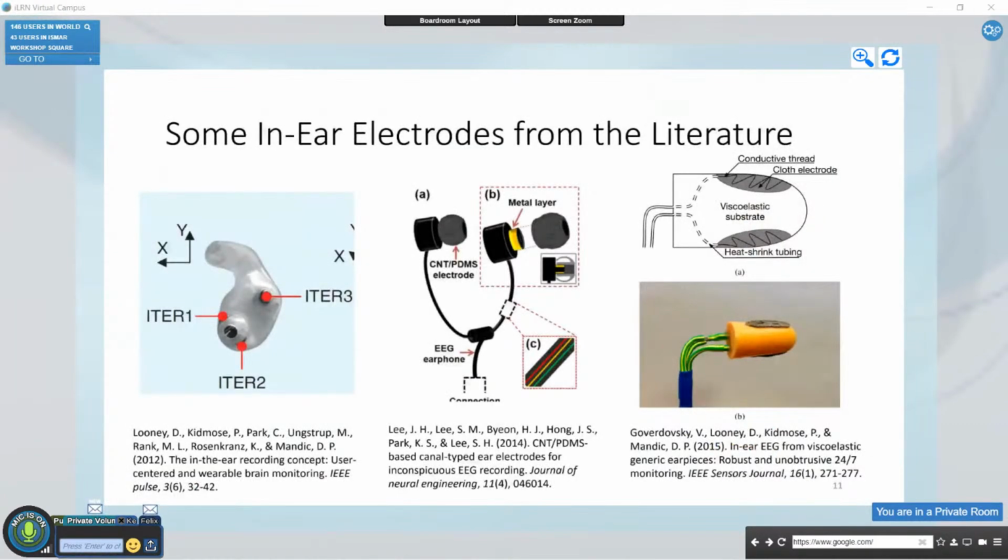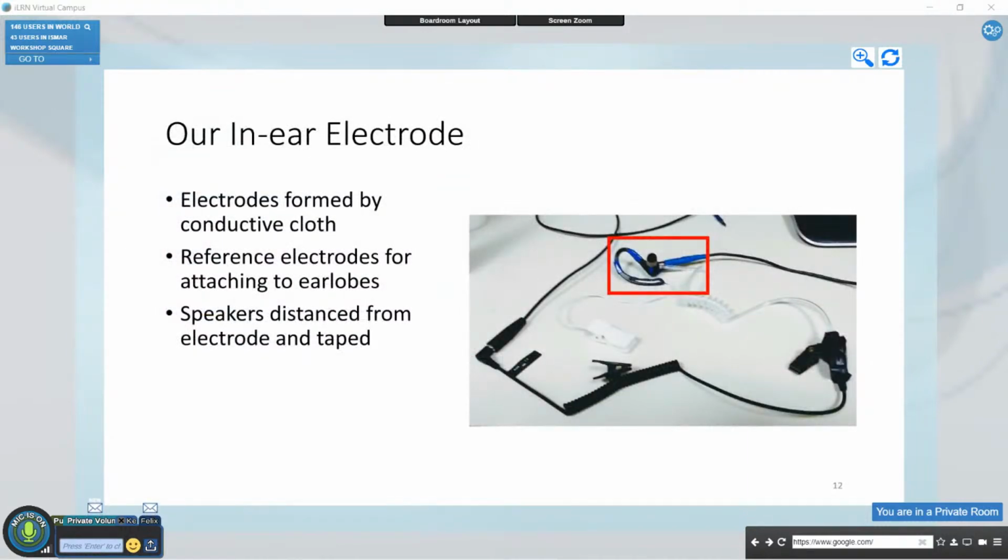Now, there are lots of other people looking at this too. There are lots of different variations of this, and so I think this is kind of an exciting development as long as we're talking about form factors. So we've built our own in-ear electrode, and I'll present a couple of results around that. Some very preliminary things. We use a reference electrode attached to the earlobe, and we're playing around with different ways to isolate the speakers from the sensor to minimize interference.